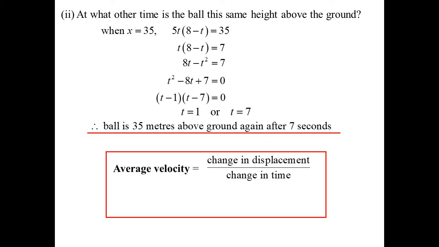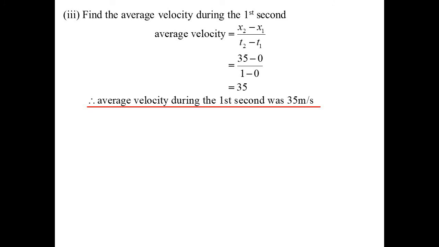So average velocity is the change in displacement, and you get something like that, which looks very much like the slope formula. The derivative measures velocity. Derivative measures slope. It's not a coincidence. So what is the average velocity during the first second? Okay, sub in what we know. After 1 second it was at 35. We're assuming it started at 0. So we get an average velocity of 35 meters per second.